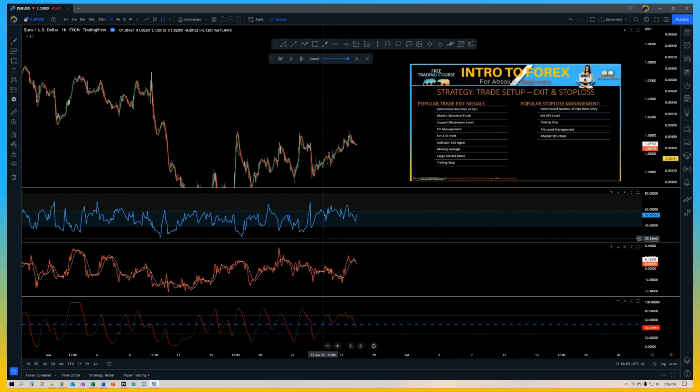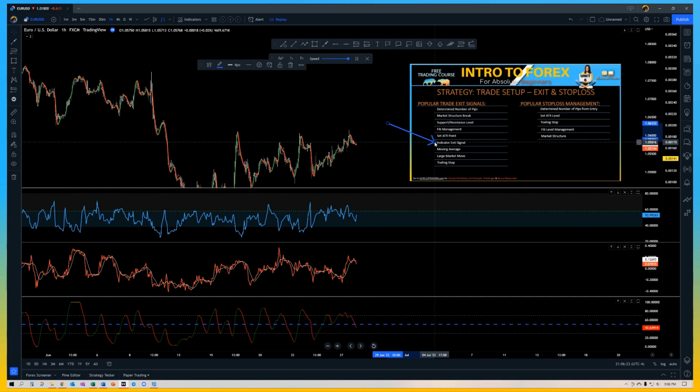Now, I've put up an indicator strategy that I have used in the past and will actually probably release sometime in the future. I've just thrown it up on the screen, and we're going to look at what it might look like to have an indicator be your exit signal of when to close your trade.